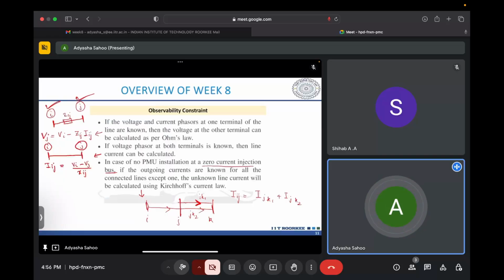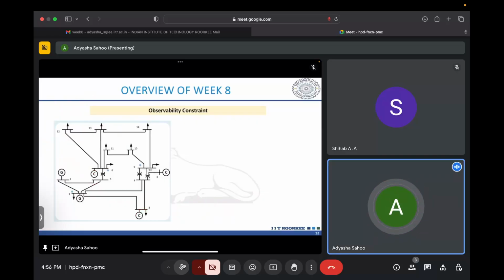So using these laws, we will now write the observability constraint for this 14 bus system.